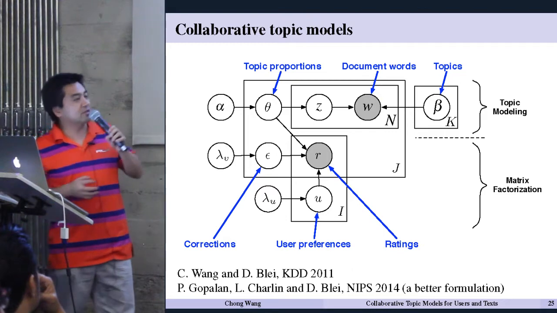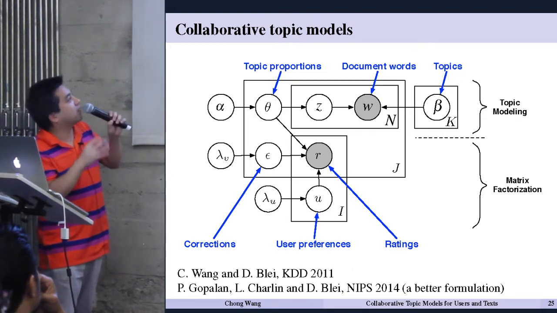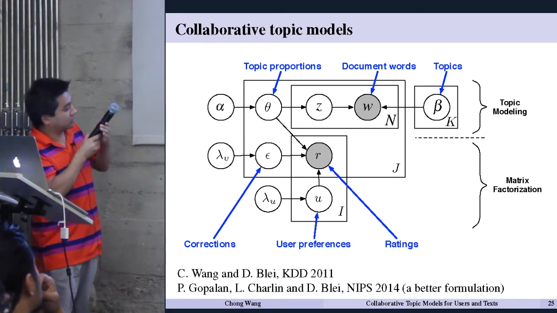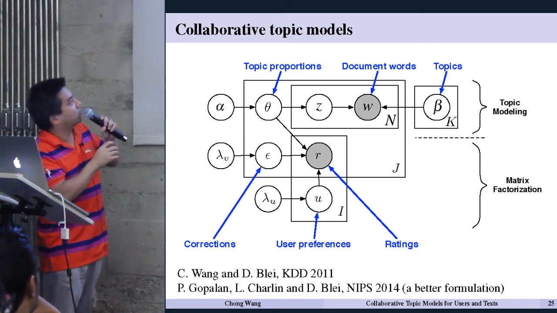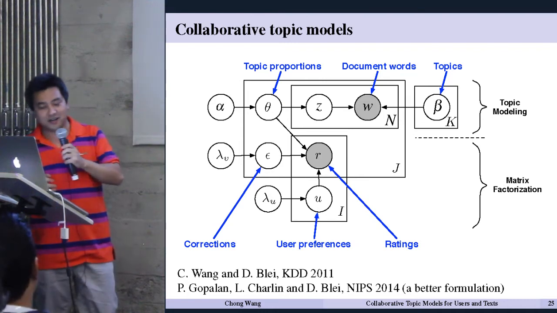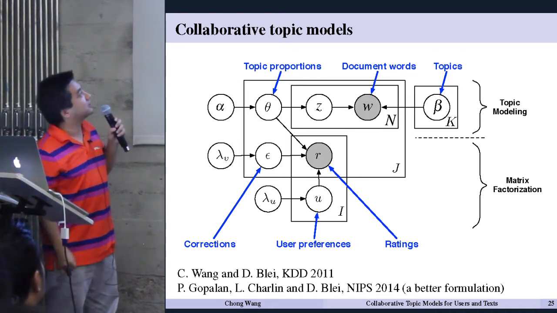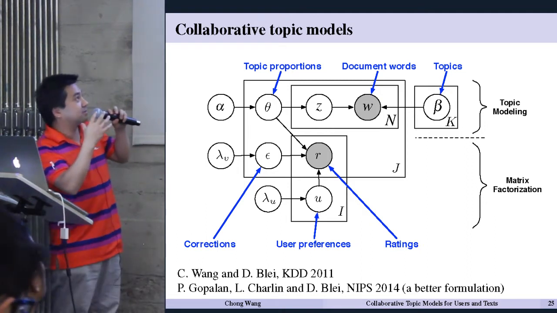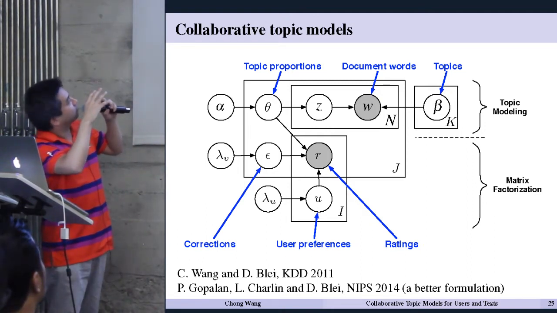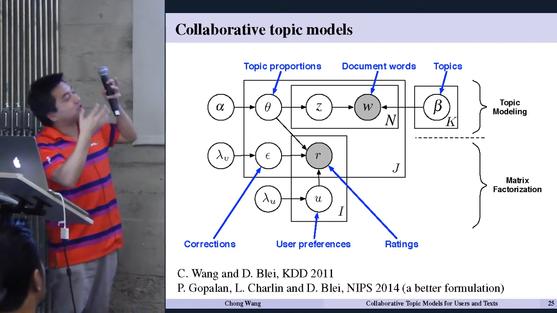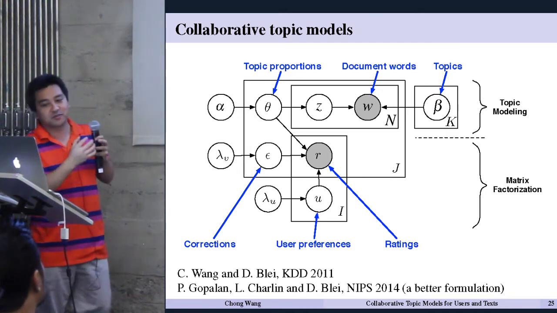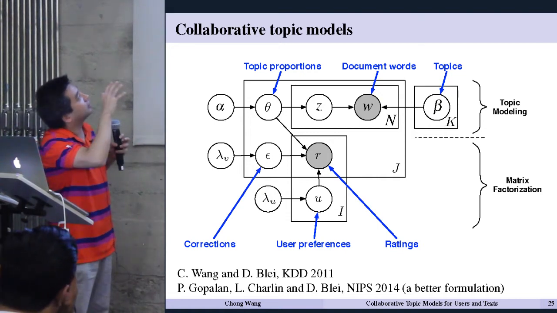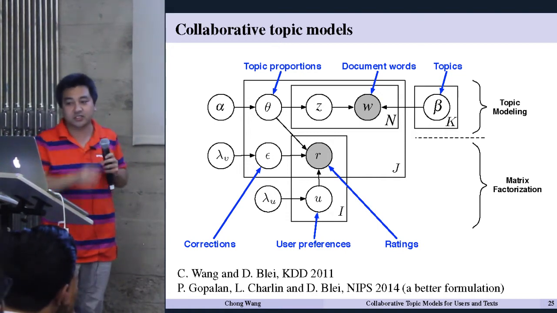Okay, good. So the top is a topic model, and the bottom is a matrix factorization model. The way we connect these two models is, it magically works, I think. We actually use a correction vector to connect the topic proportions and the user and the article preference, which I didn't show here, unfortunately.